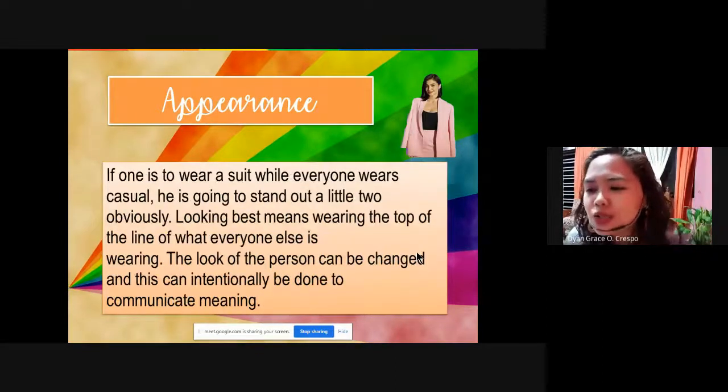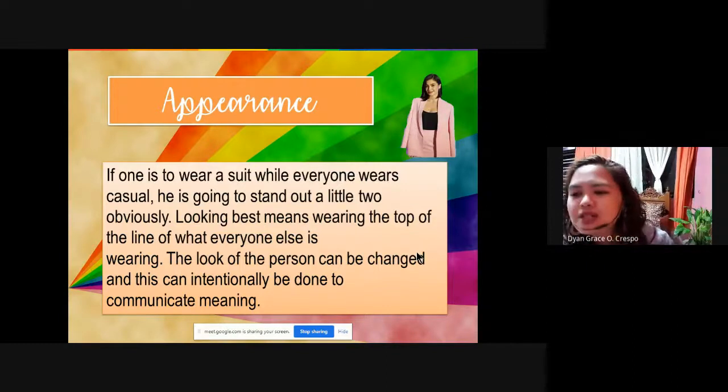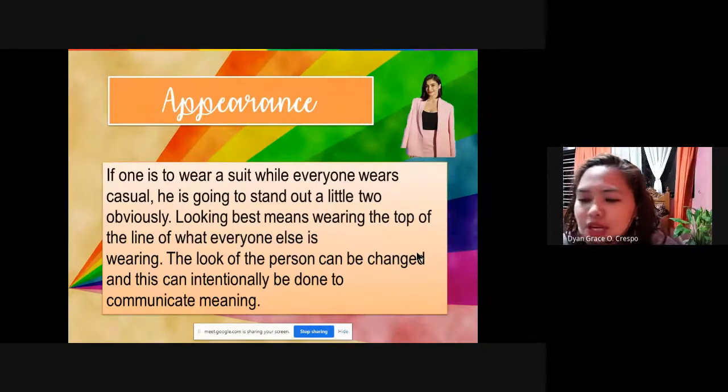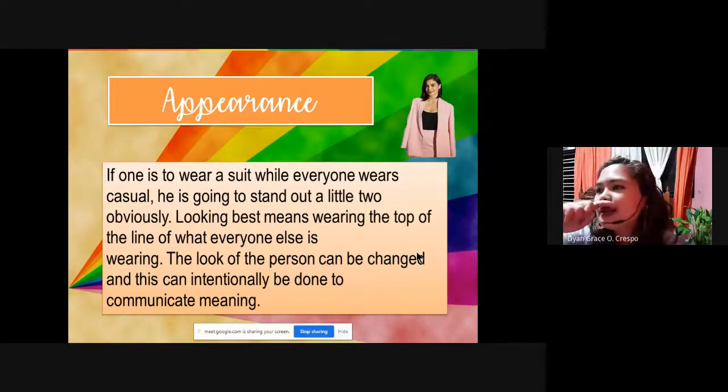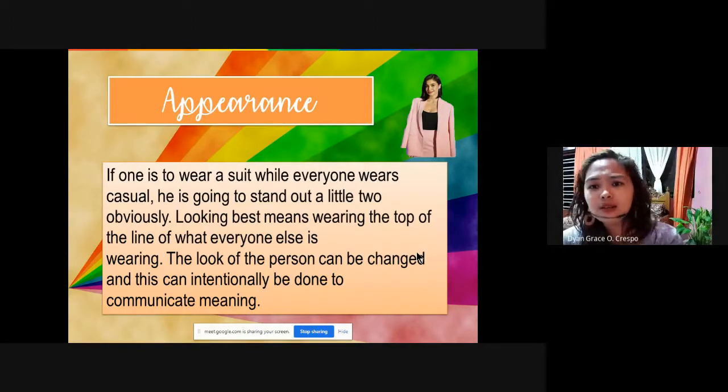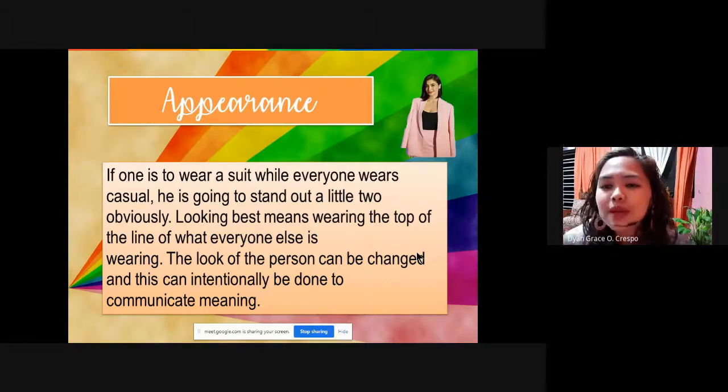If one is to wear a suit while everyone wears casual, he's going to stand out a little too obviously. Looking best means wearing the top of the line of what everyone else is wearing. The look of the person can be changed, and this can intentionally be done to communicate meaning. So, for example, they say teachers wear black. You said, I will wear silver. Okay, fine, and you think you look very handsome, very beautiful. No. You should wear the best black that you are allowed to wear.